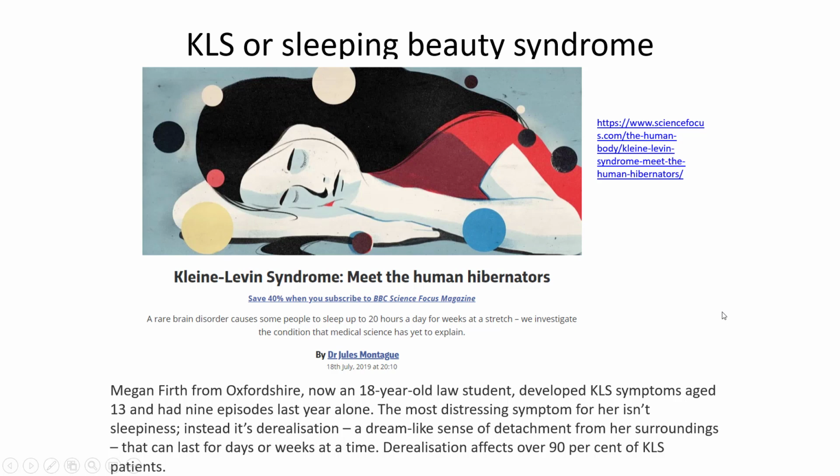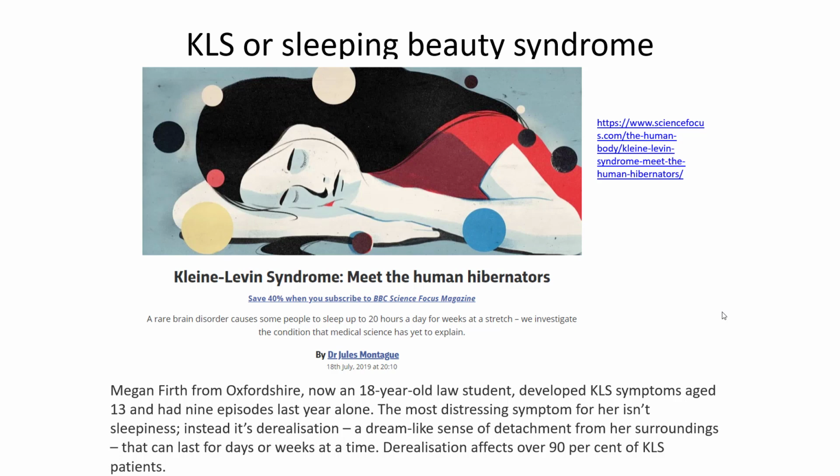Another one that has been played out in TV shows, sitcoms, and movies is Sleeping Beauty syndrome. The organization that supports this doesn't really like that name. We understand it, because when you say Sleeping Beauty, we think of a person who's been sleeping for way too long. Klein-Levin syndrome is a true syndrome where some people, because of an abnormal sleep-wake cycle, sleep excessively.